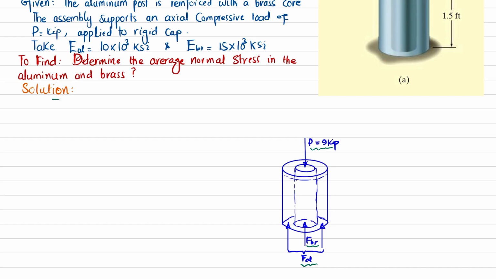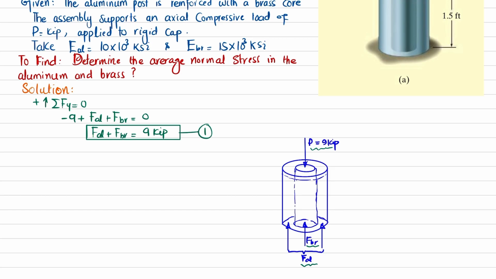So if you apply the equation of equilibrium, that the sum of all forces along the y direction must be equal to 0, with upward force taken as positive, we get minus 9 plus F of aluminum plus F of brass equals 0. So F of aluminum plus F of brass is equal to 9 kips, and this will be our equation number 1. You can see that this problem is statically indeterminate. Why? Because we have two unknowns and only one equation of equilibrium. So by using this we cannot find either of these forces.